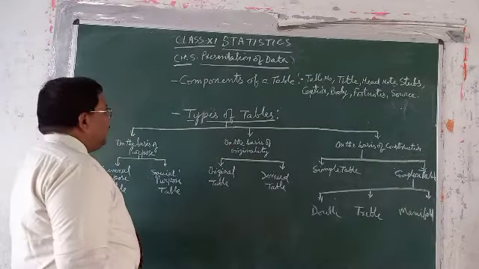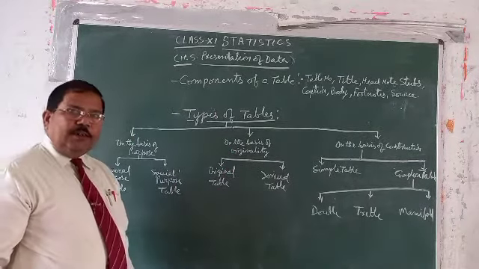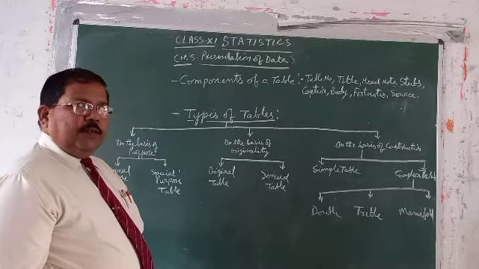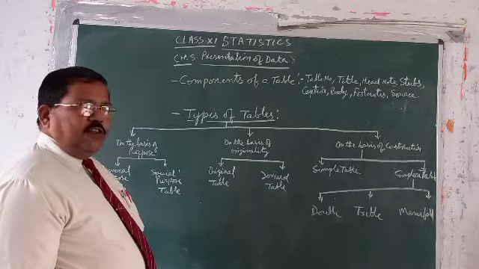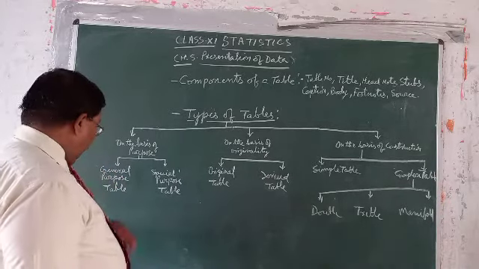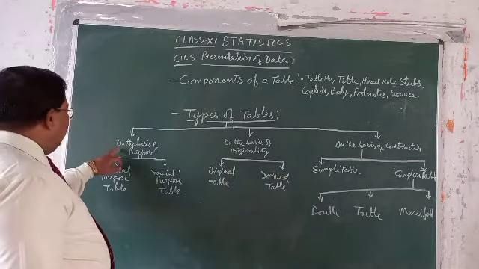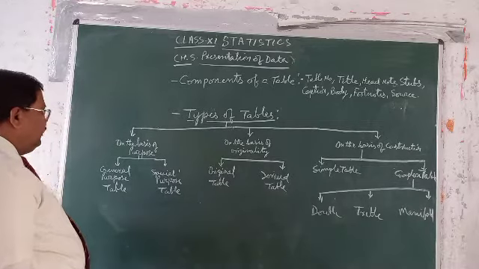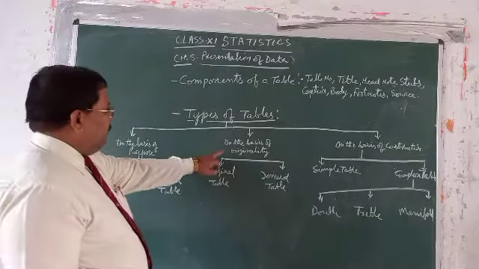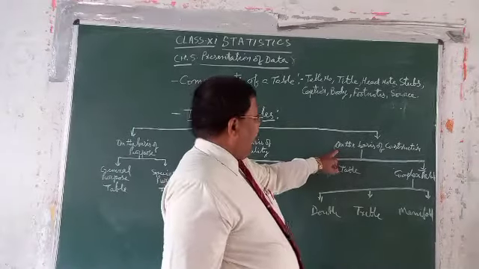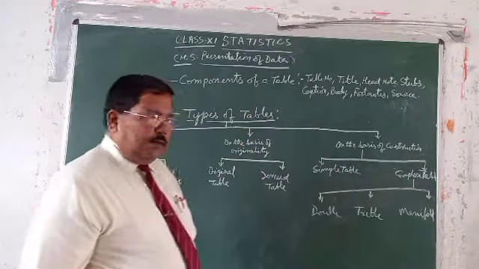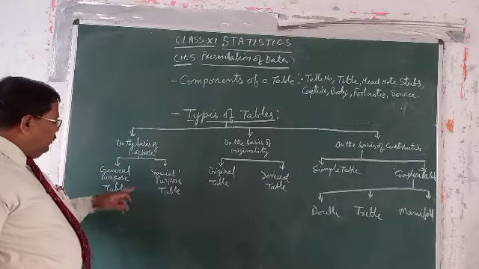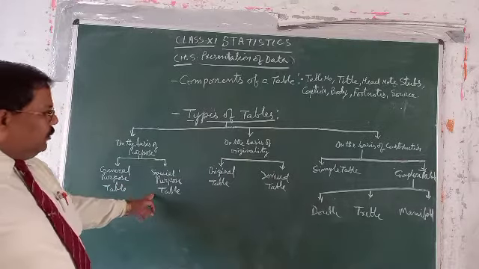Now come to the types of tables. How many types of tables can we prepare for a statistical inquiry? There are basically three types of table. We can classify tables on the basis of purpose, on the basis of originality, on the basis of construction. And on the basis of purpose, it is of two types: general purpose table and special purpose table.